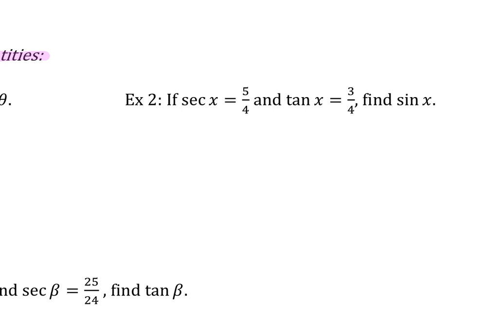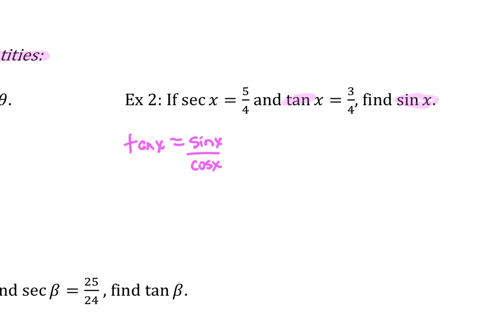On this one, we know what secant is equal to, and we know what tangent is equal to, and we're supposed to figure out what sine is equal to. So I need you to think about the relationship between tangent and sine for a second. What do we know about tangent? The quotient identity for tangent tells us, what do we know? Excellent. Okay, so we know that tangent of x is equal to sine of x over the cosine of x, right?